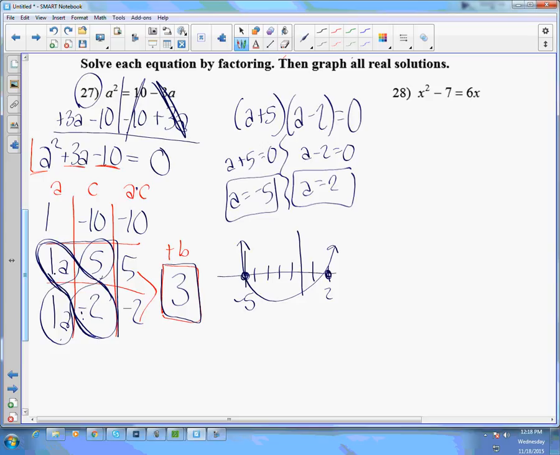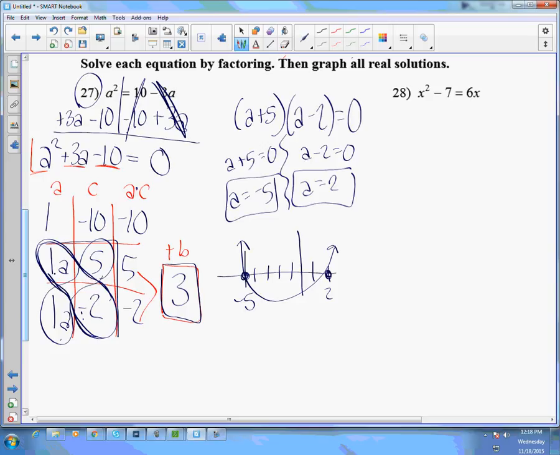Can you graph that on this normal graphing coordinate plane? On this plane, no. On this plane, yes. But on this plane, no. So you would say no real solutions. If you get an i and you have to graph it, you say no real solutions. So it says graph all real solutions.